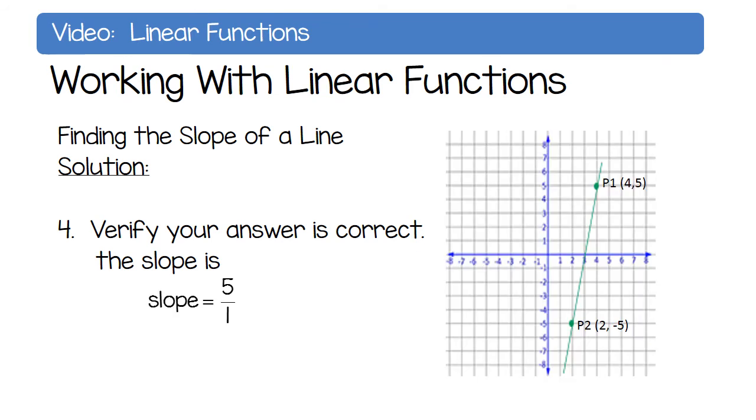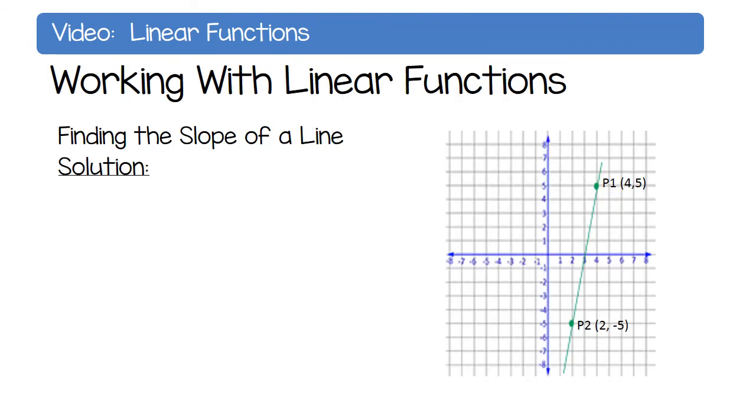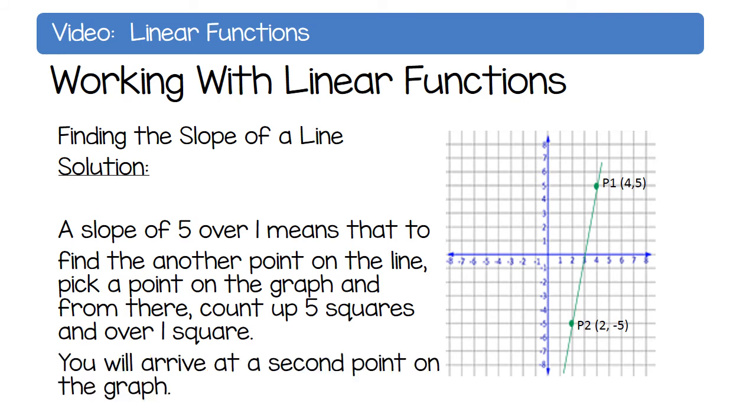Now, how do we verify this? The slope of 5 over 1 means that to find another point on the line, if you were to pick a point on the graph, from that point you would count up 5 squares and over 1 square. You would arrive at a second point on the graph.